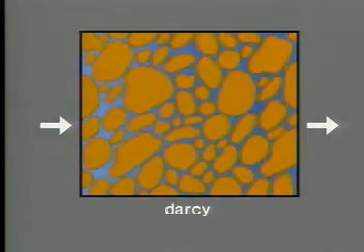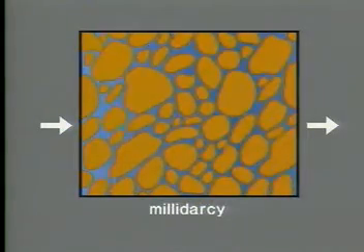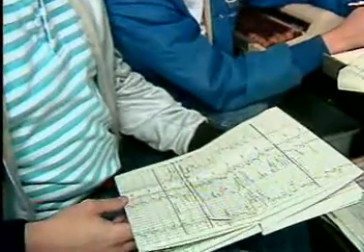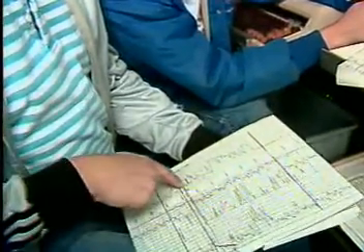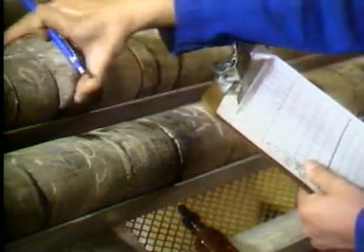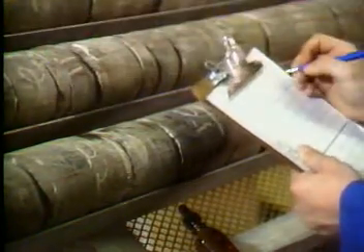Permeability defines the ability of a reservoir to permit the flow of fluids. It is measured in darcies or millidarcies and is represented by the letter kappa. A permeability value can be indicated, but not directly measured, from well-logged data. Core analysis, however, can provide an actual measurement.